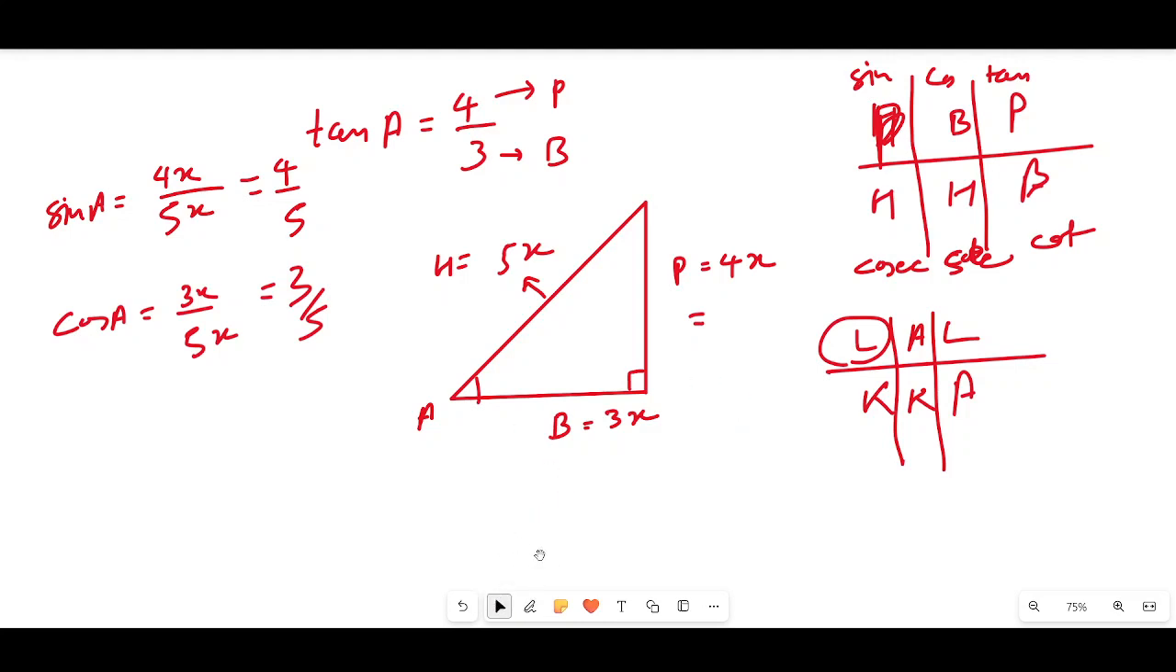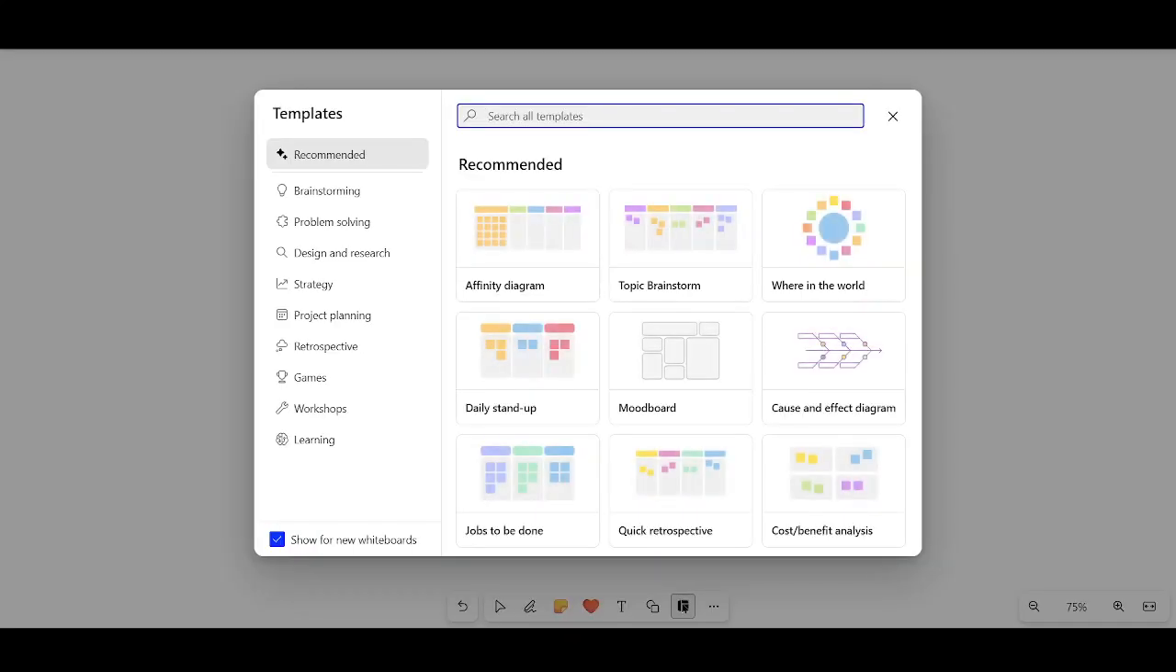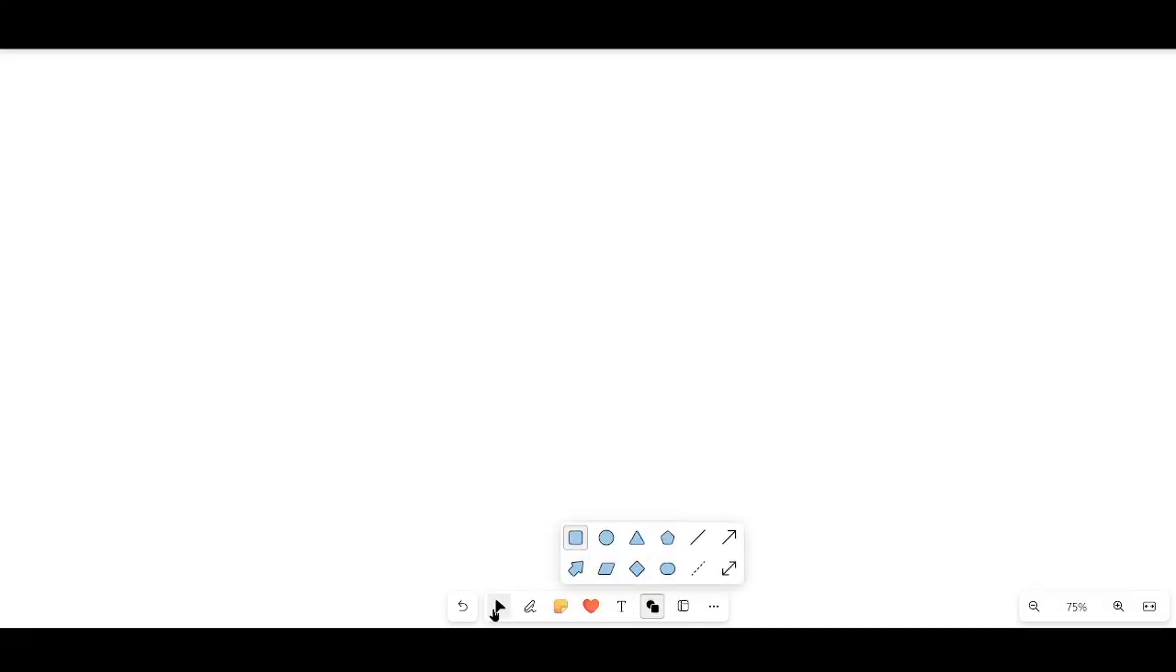Now, do you know, at the time of introduction of trigonometric ratios, we will be able to find the angle. Now, suppose this is a triangle. Clear?